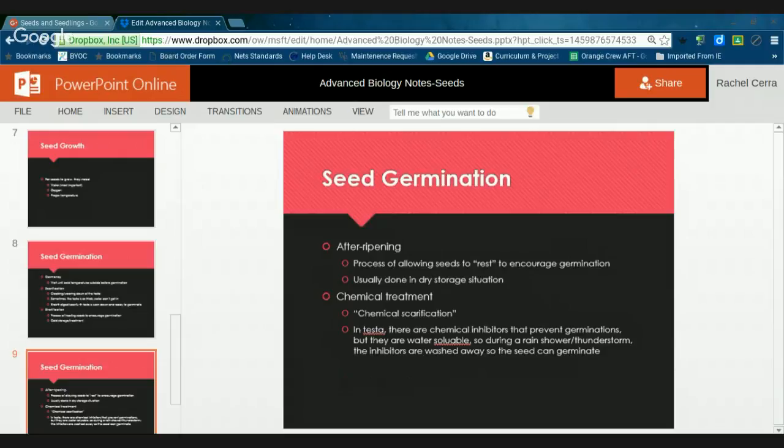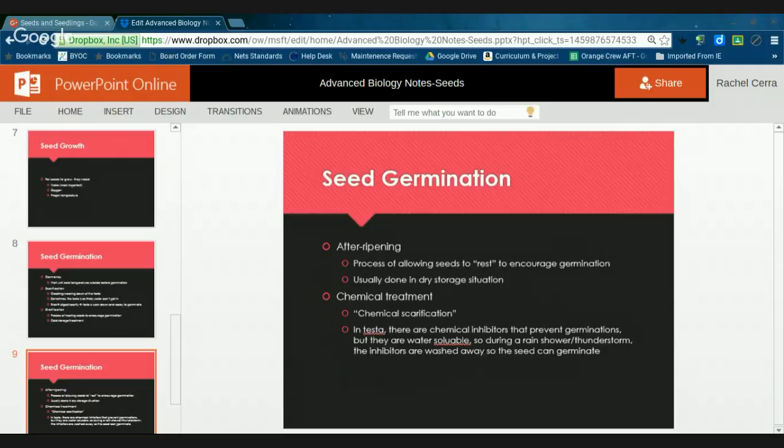The last way is through chemical treatment. This one's not uncommon at all. And this one is, like I was saying, the chemical scarification, the breaking down of that seed coat through chemical means. So sometimes you have to put your seed into either a water soluble situation, or sometimes you have to put them into a chemical, vice versa, to encourage the germination.